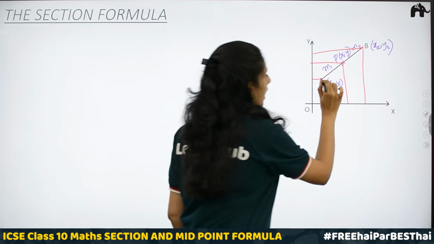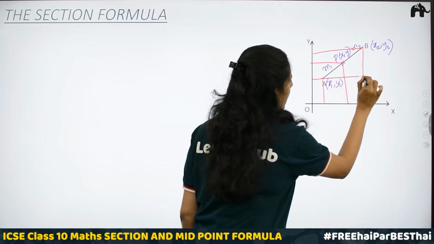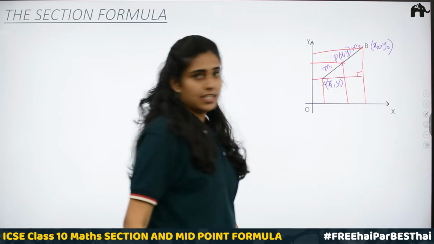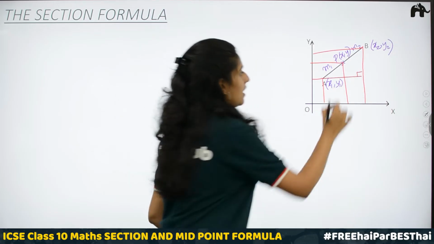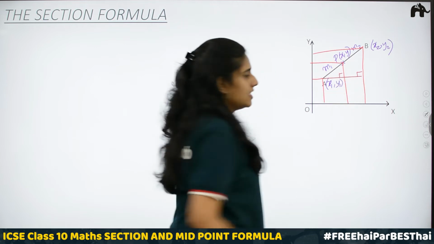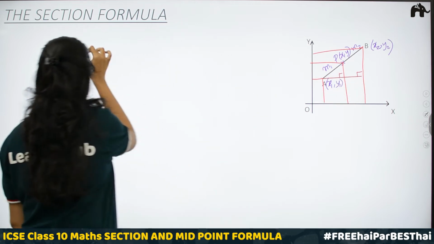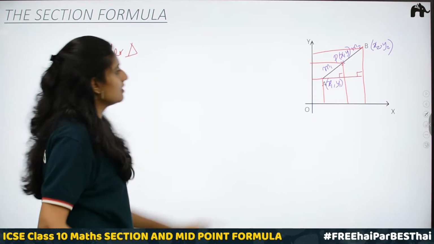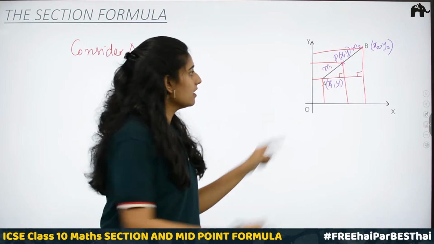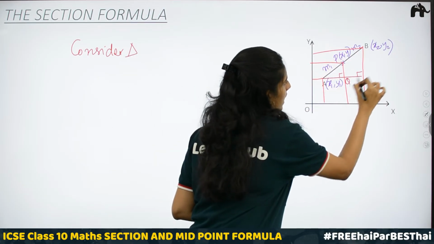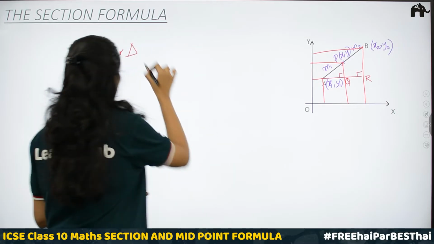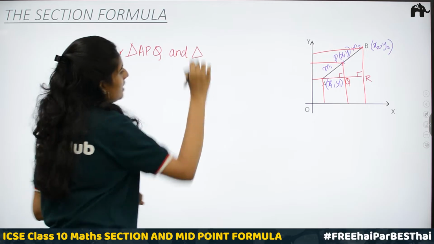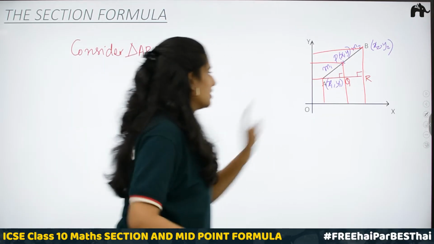Now, I am drawing a straight line perpendicular. This is 90 degrees. Yes, this angle is 90 degrees. Here also we get 90 degrees. Now, consider triangle APQ. Let us name this as Q and this as R. Triangle APQ and triangle ABR.